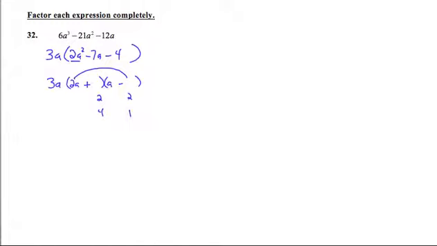But notice if I switch these and put the 4 here and the 1 there, that's going to give me negative 7, because now outsides negative 8a, insides positive a to give me a negative 7a for the middle. So here is my final factored form of that trinomial.